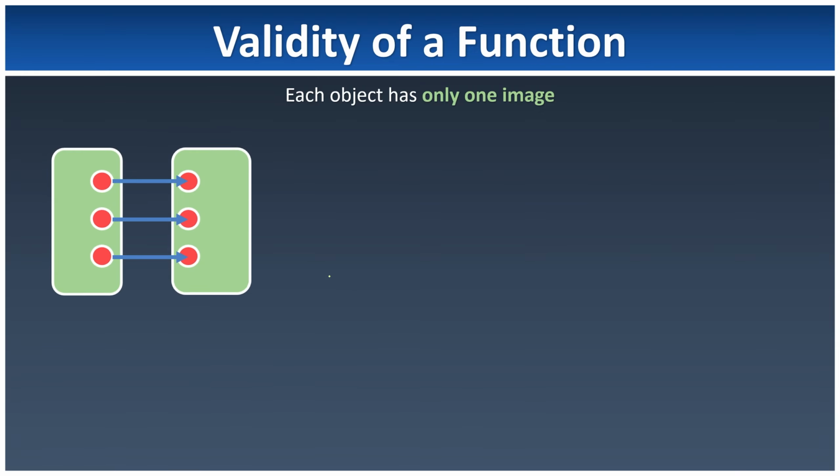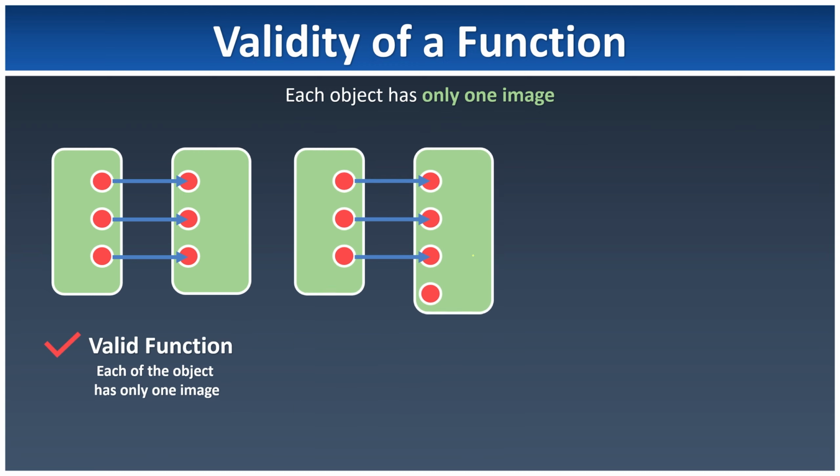In order to be a function, each object must have only one image. So for example, the one on our left is our domain, or we call the individual element the object. So we check that each object indeed has only one image. So this is a valid function. How about this?